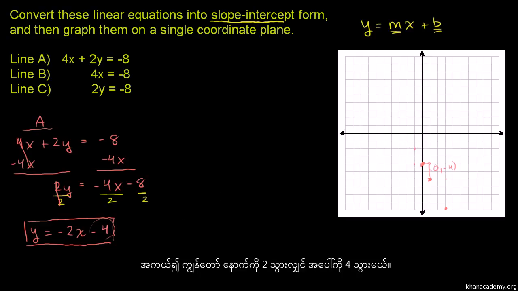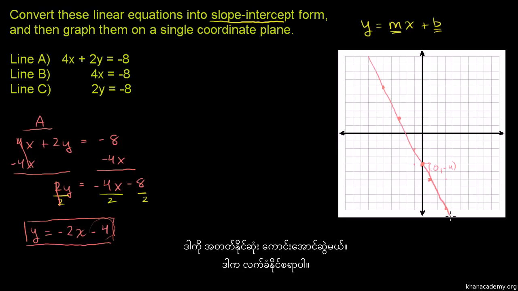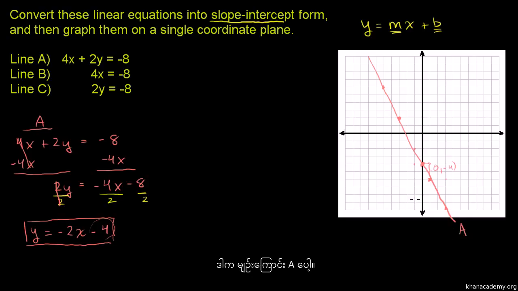So I go over here. If I go back 2, I'm going to go up 4. And let me just do that a couple of times, back 2 and then up 4. So this line is going to look like this. Do my best to draw it. That's a decent job. That is line A right there.